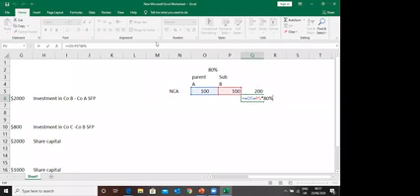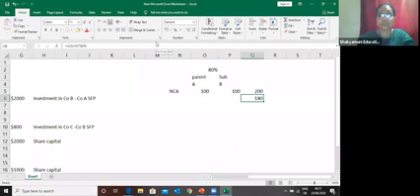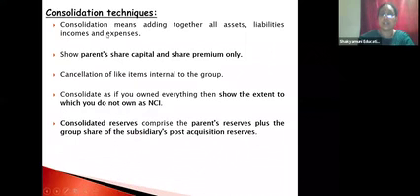As per IFRS 10 Consolidated Financial Statements, we have to club together all the assets, liabilities, incomes and expenses of parent and subsidiaries. Whatever is not owned by the parent, that is 20%, we will show separately as a liability, because here we are adding assets and liabilities, right? Whatever is not owned by the parent, we will show separately as non-controlling interest. So that is the first technique: consolidation means adding together all assets, liabilities, incomes and expenses.